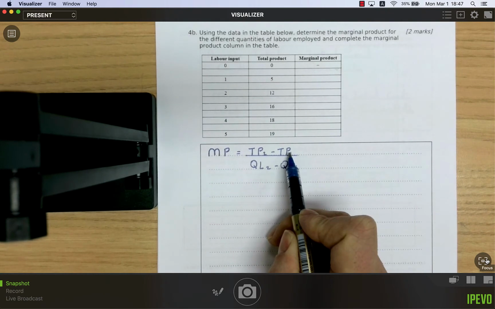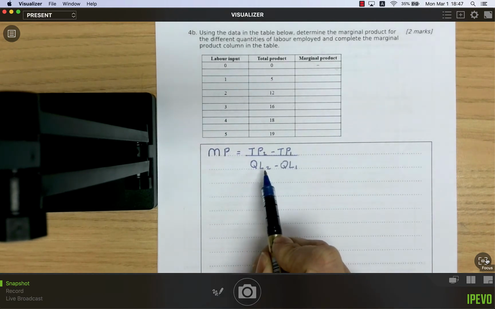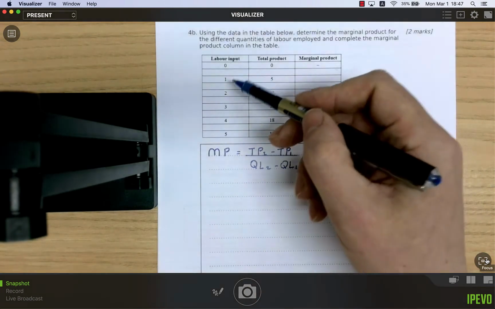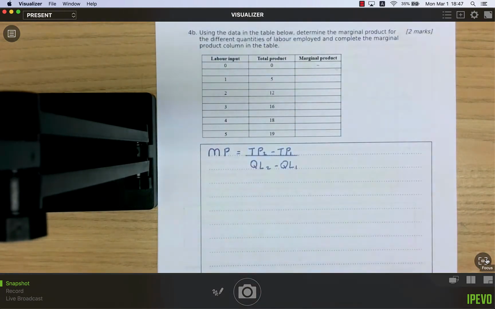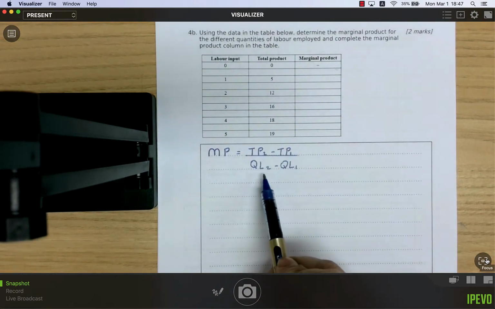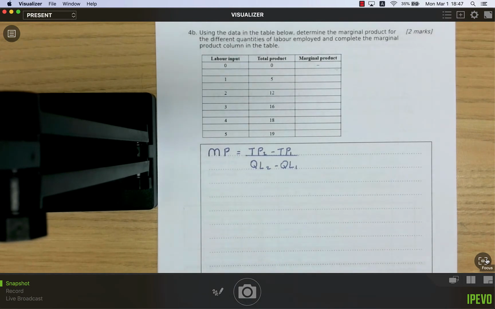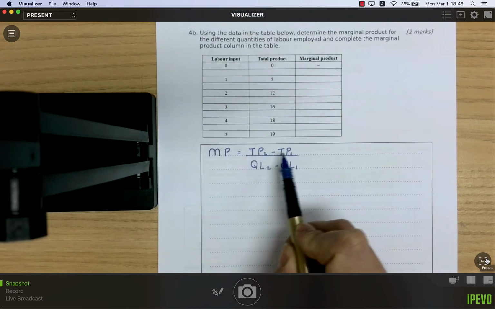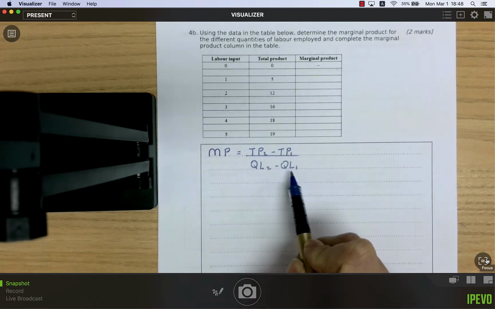If we're only hiring one worker at a time, the difference in quantity of labour will be 1. But let's say they hired 4 at a time, they'd have to average out the marginal product of those 4 workers. So it would be the total product after you hired those 4 workers minus the total product before you hired them, and then QL2 minus QL1 would be a difference of 4.